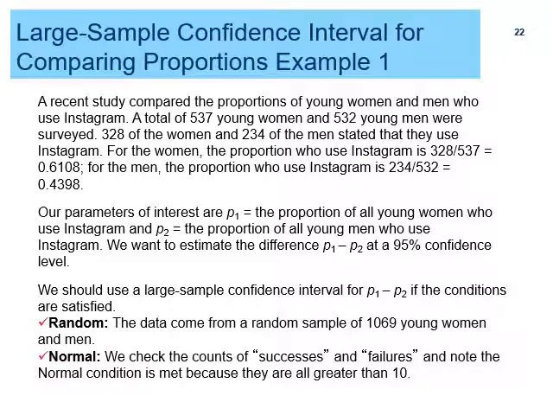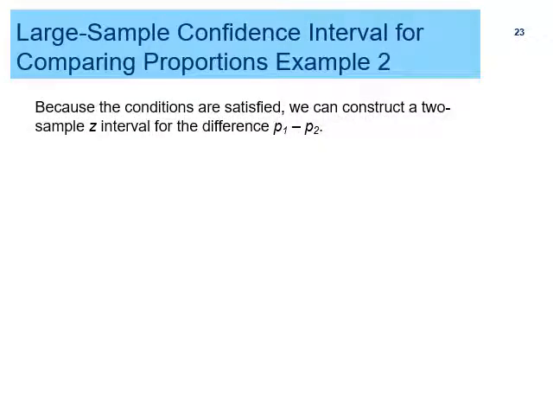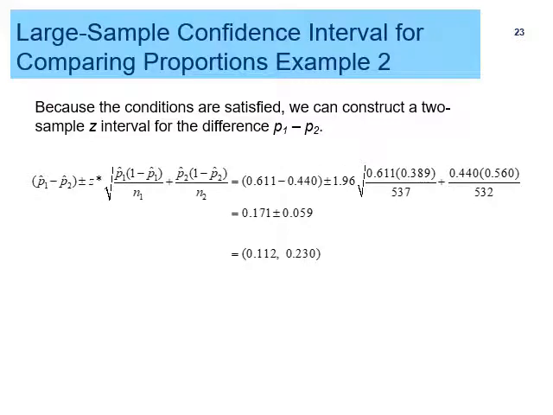We check the counts of success and failure. Note that normal conditions are met because they are all greater than 10. So because the conditions are satisfied, we can construct a two sample Z interval for the difference P1 minus P2. And here it looks like a very complicated formula, but it's the same as what we were doing earlier. This is the standard deviation, this is the critical value, and this is the statistic. It's a sample statistic.